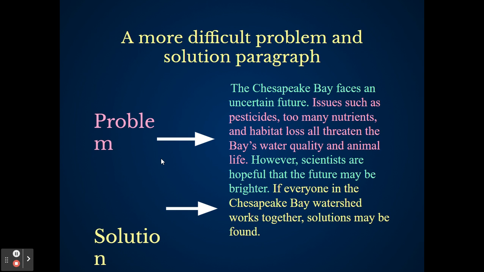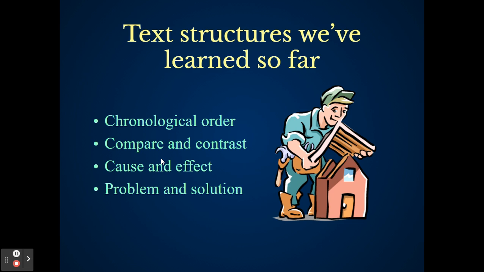The problem, so they have issues such as pesticides, too many nutrients, and habitat loss. These all threaten the bay's water quality and animal life. But if everyone in the Chesapeake Bay watershed works together, solutions may be found. So there's your solution. So here, notice that our problem is identified at the beginning and our solution we find at the end.